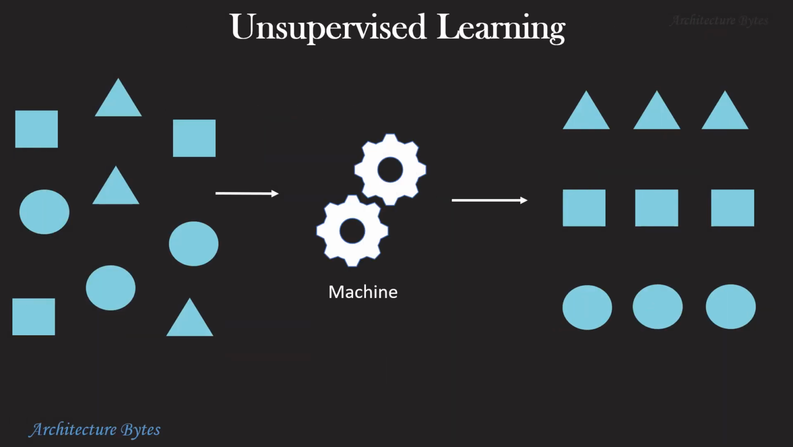Now contrast this with unsupervised learning. Here our input data consists of a bunch of unlabeled shapes. Our machine learning process tries to find patterns in this data and successfully identifies similar shapes. So here we can see that unsupervised learning is useful in finding data clusters in input data.